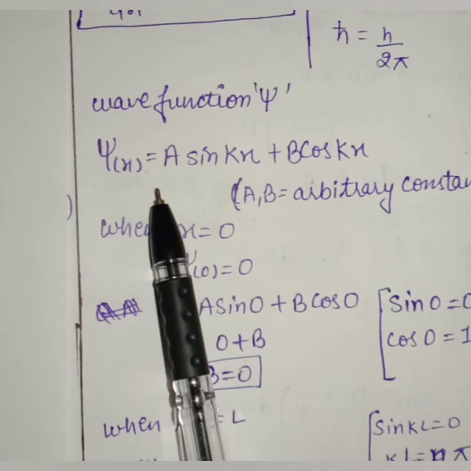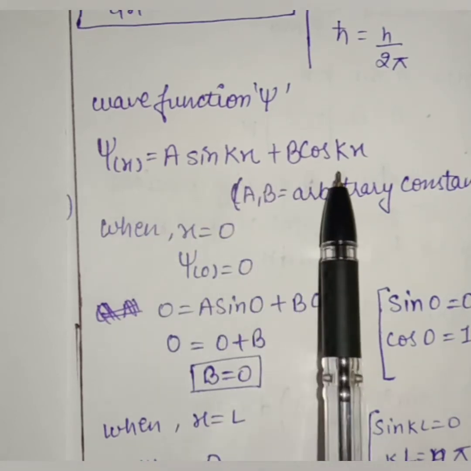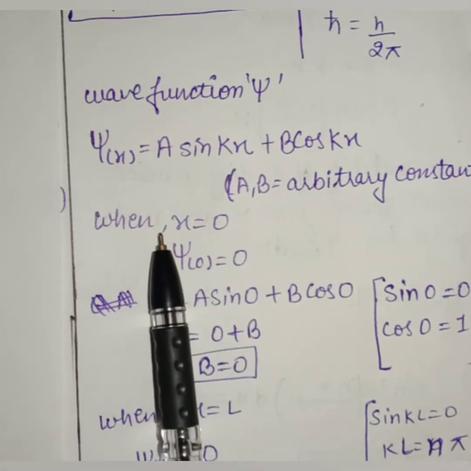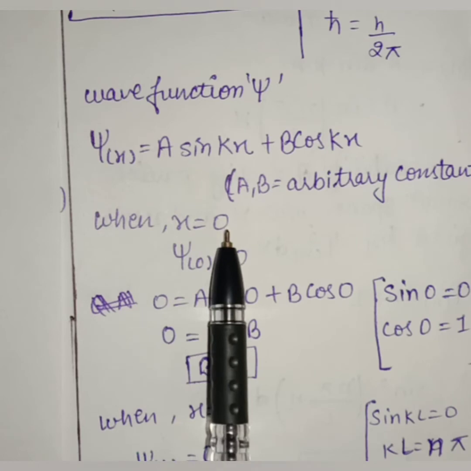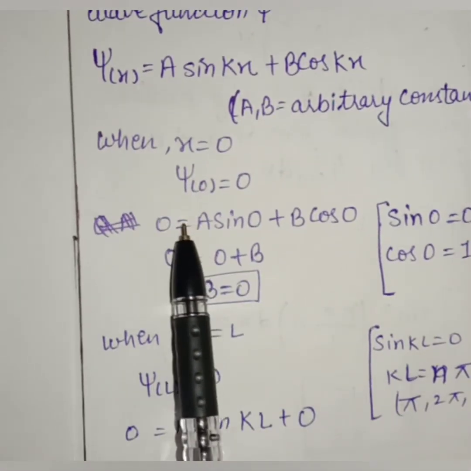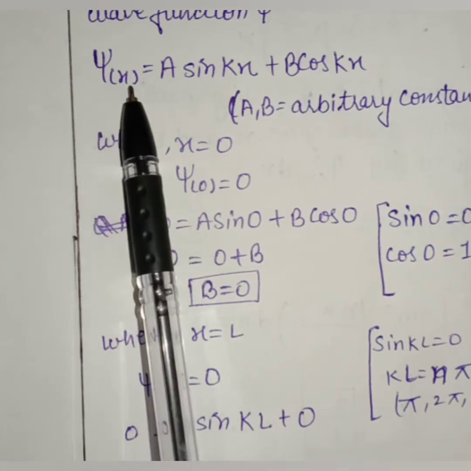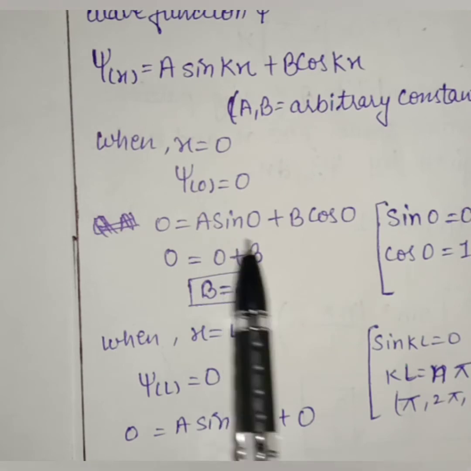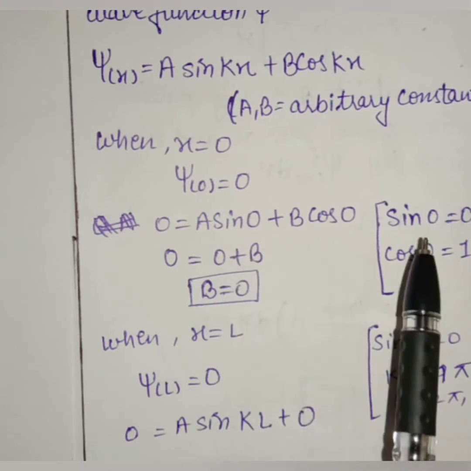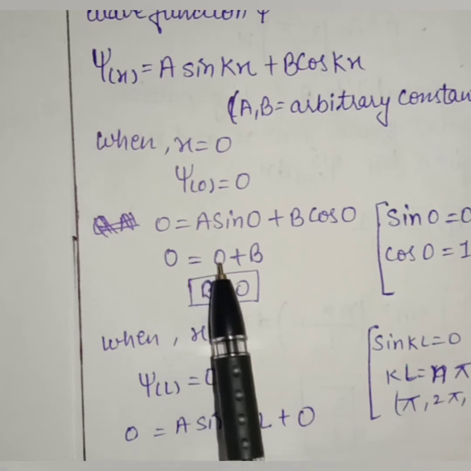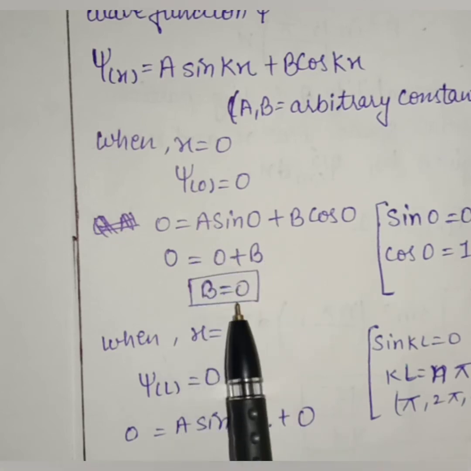Now let's see the wave function. ψ equals a sin kx plus b cos kx. Here a and b are arbitrary constants. Now let's apply the boundary conditions. The first boundary condition is x equals 0, so ψ equals 0. Now we put the 0 value of x in this equation. We will get 0 equals a sin 0 plus b cos 0. Sin 0 is 0 whereas cos 0 is 1. So we will get 0 equals 0 plus b, and b equals 0.